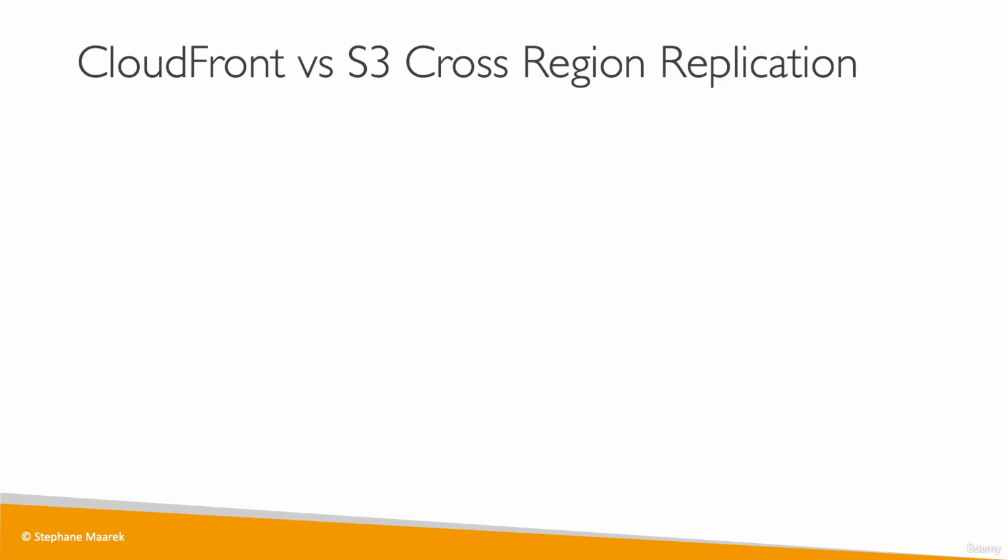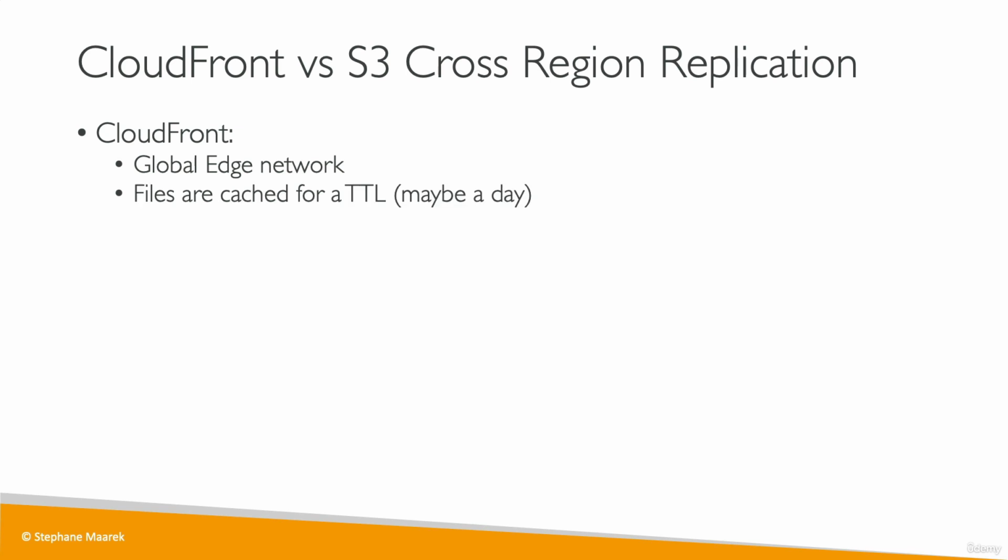One question that's common is, what is the difference between CloudFront and something like S3 replication? Well, if you have CloudFront, you're using the global edge network, so this is about 216 points of presence, and the files are going to be cached in each edge location, maybe for a day. So this is amazing if you have static content that must be available everywhere around the world.